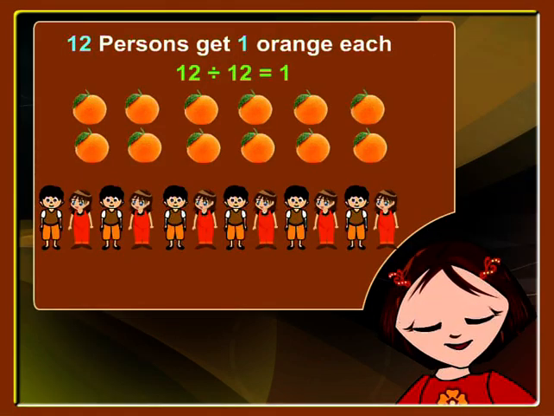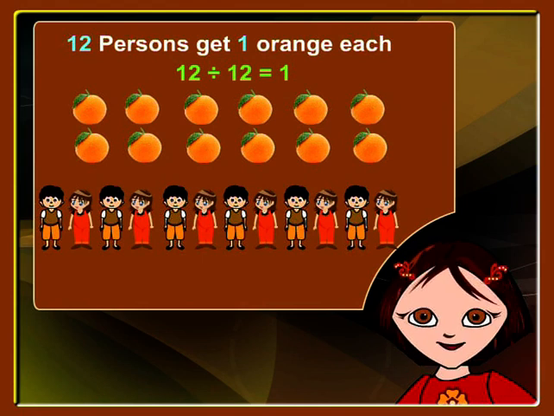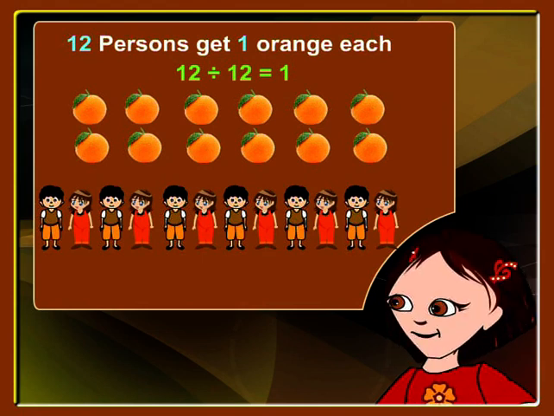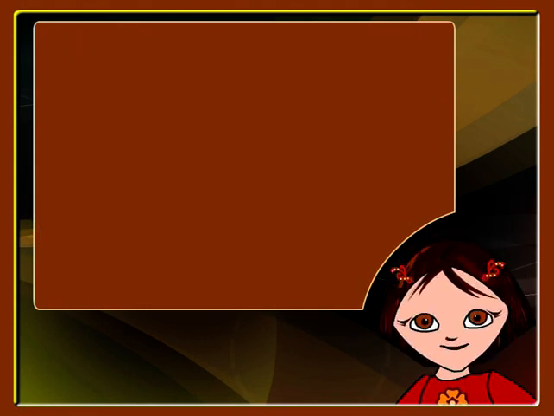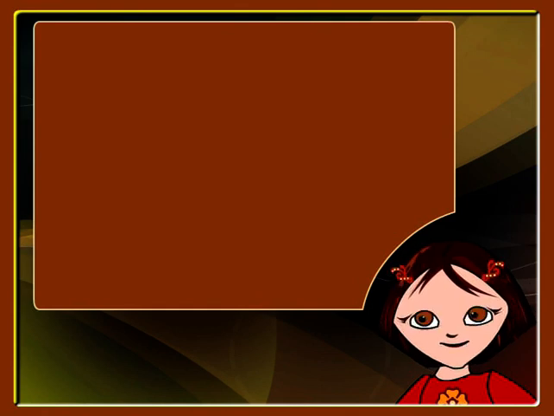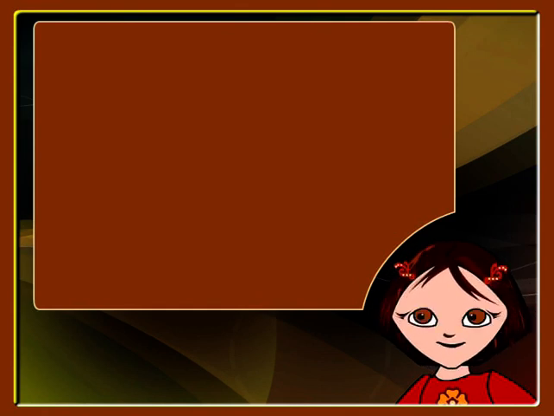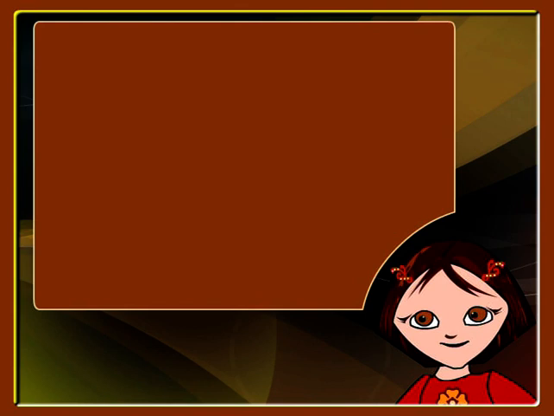Finally, if all of us together had all the oranges, we would get 1 orange each. 12 divided by 12 is equal to 1. So we found out there were 6 ways of dividing the 12 oranges.